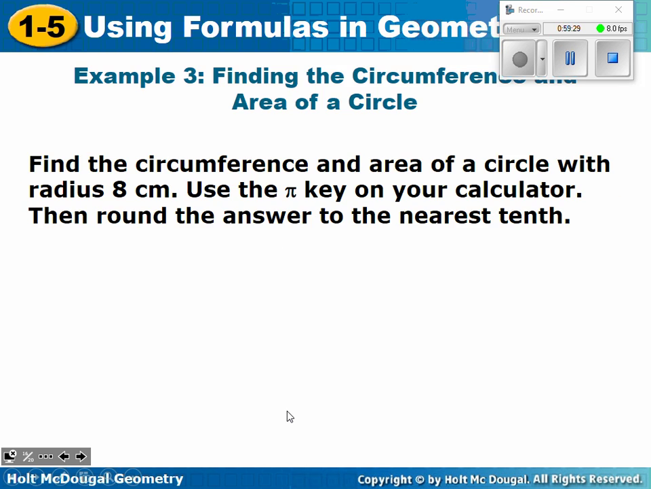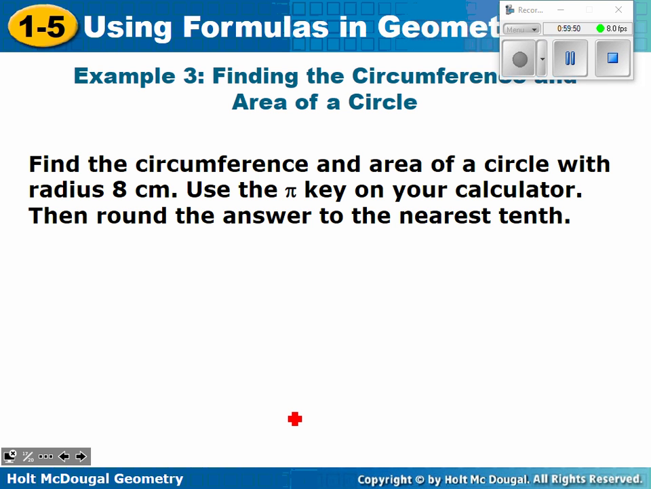So for example, find the circumference and area of a circle with a radius of 8. Be careful. Sometimes they trick you and they don't give you the radius. They don't give you the radius, they give you the diameter. So be careful. If you know the diameter, what do you do to get the radius?